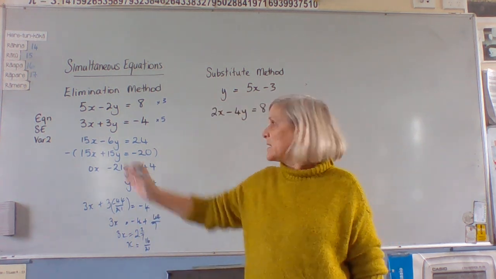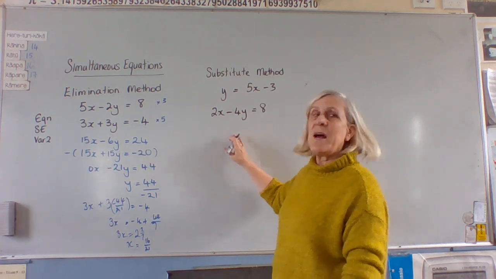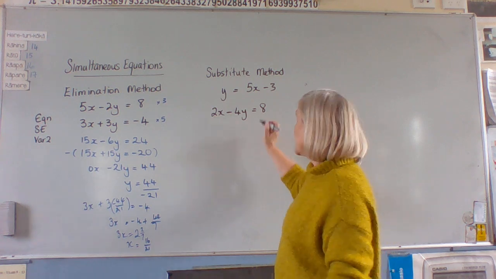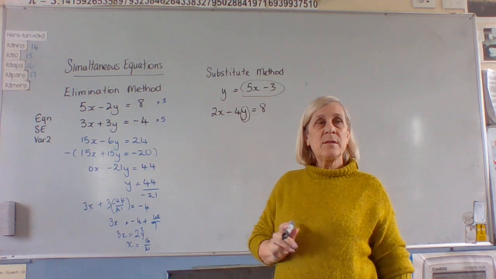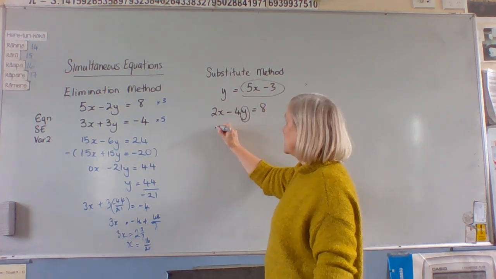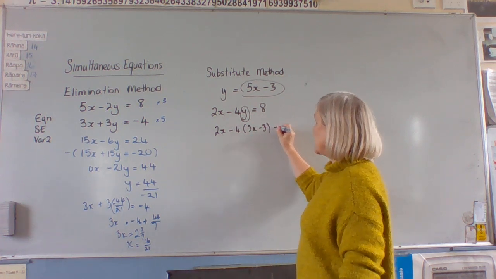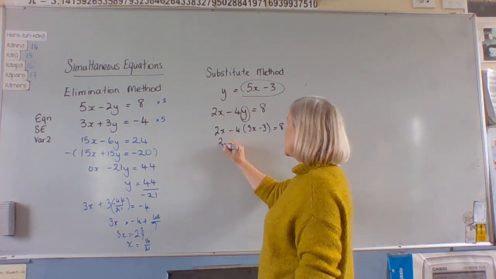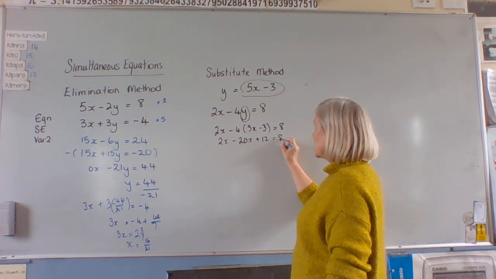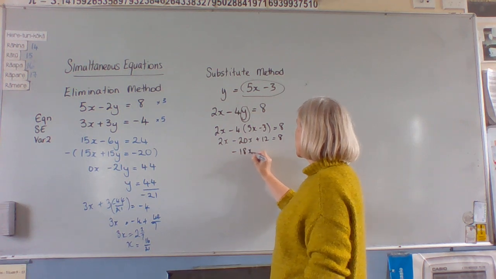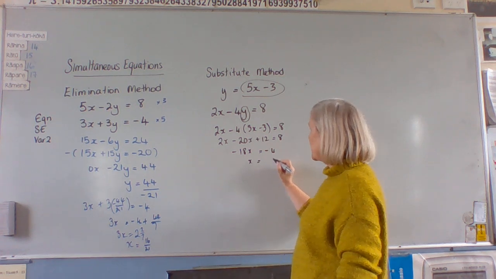Now, you can rewrite it in that form and put it in, but you can also very easily form a linear equation out of this just by substituting. So if y equals that, then this y also equals that. So we're just going to put that into here. 2x minus 4 lots of 5x minus 3 equals 8. And solve for x. 2x minus 20x plus 12 equals 8. Negative 18x equals 8 minus 12 is negative 4. X is that wonderful number of negative 4/18.